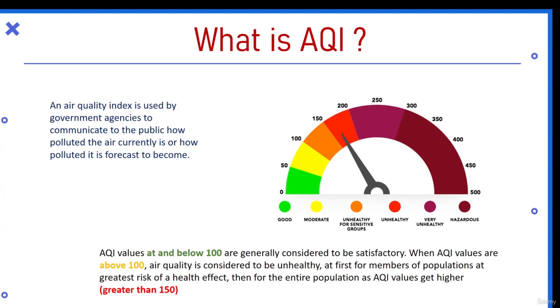You have often seen on your smartphones that it shows you the air quality index. Now what is this? This is the measure of how polluted your air is. If your air quality index is higher, then it means that your air is quite polluted. For example, if the air quality index is below 100, it is generally considered to be satisfactory. If the AQI values are above 100, air quality is considered to be unhealthy.